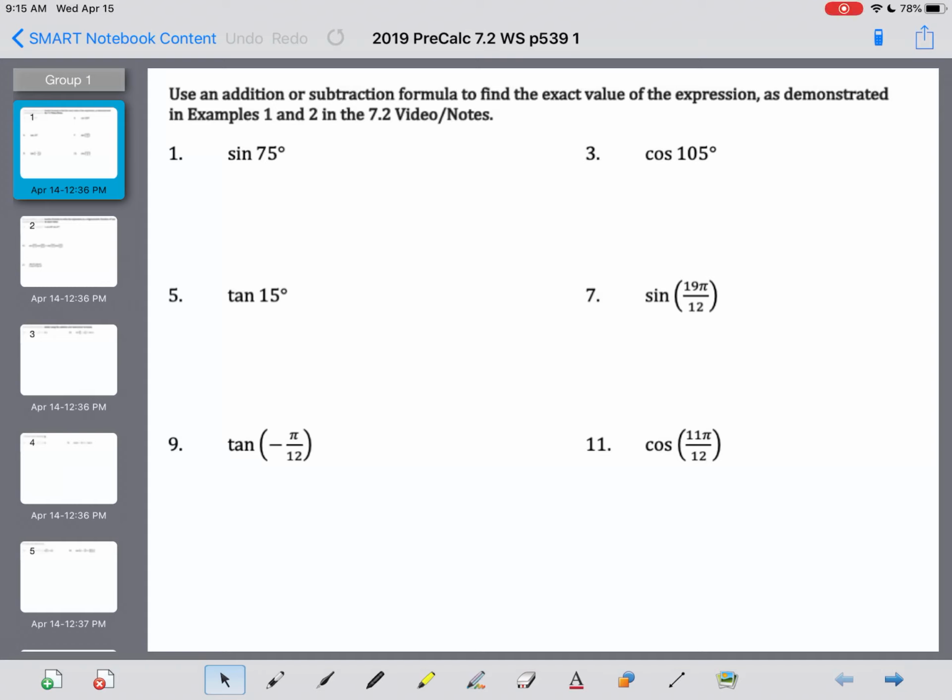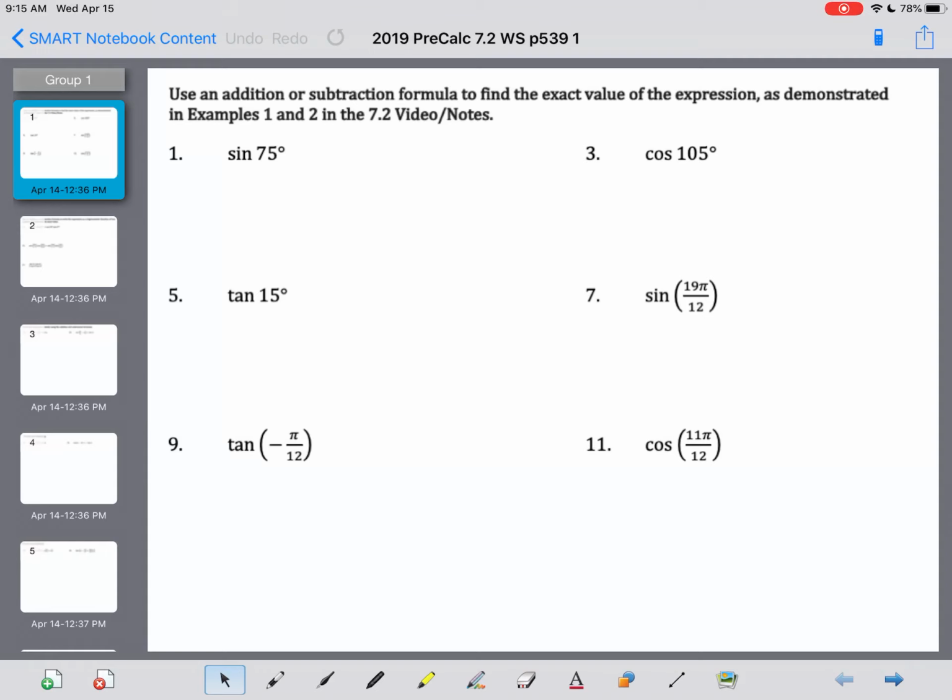Welcome to 7.2 worksheet go over here. I'm going to try to get as many as I can get done here in the time allotted by my recording format. We're going to use the addition subtraction formulas here. It's good to have those jotted down or have your notes out.